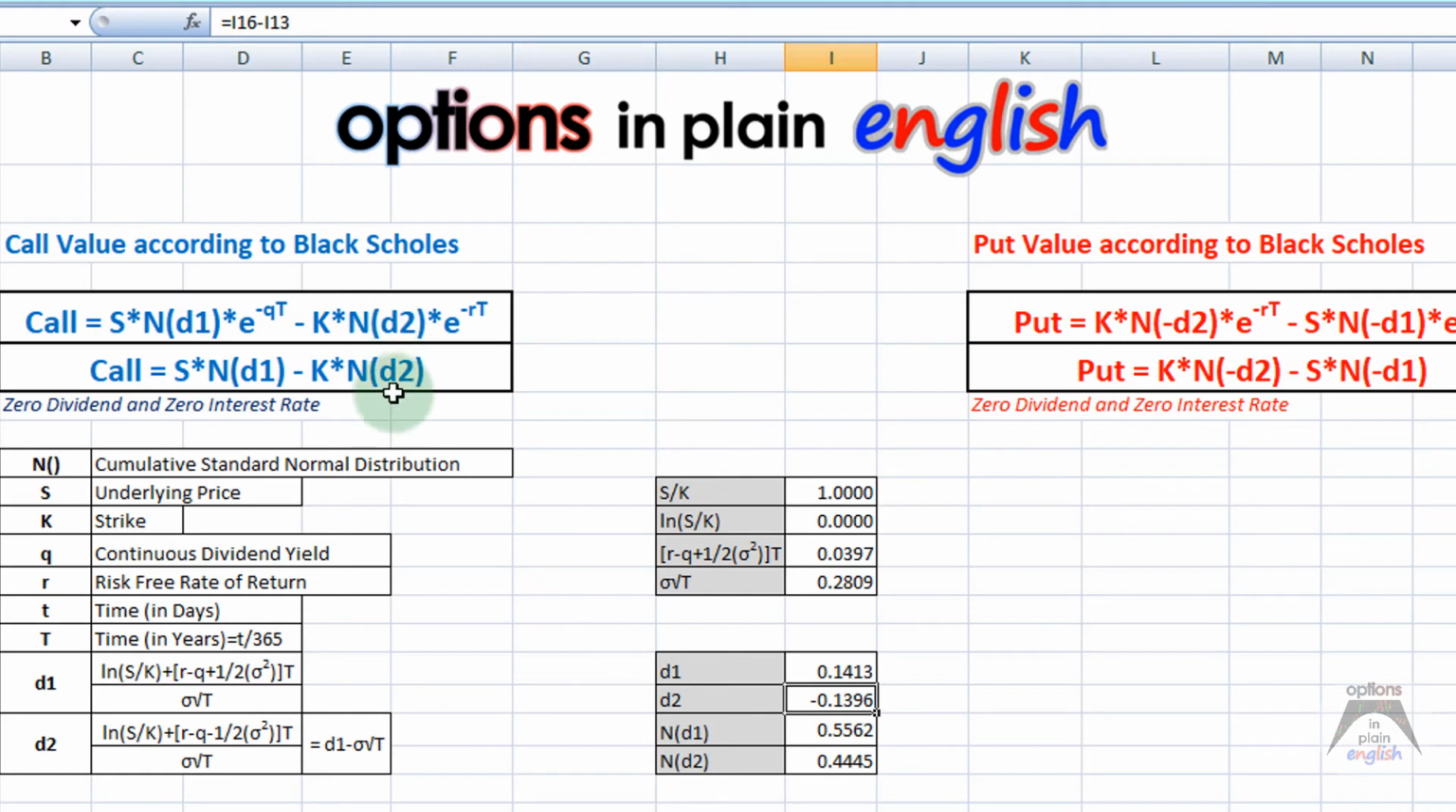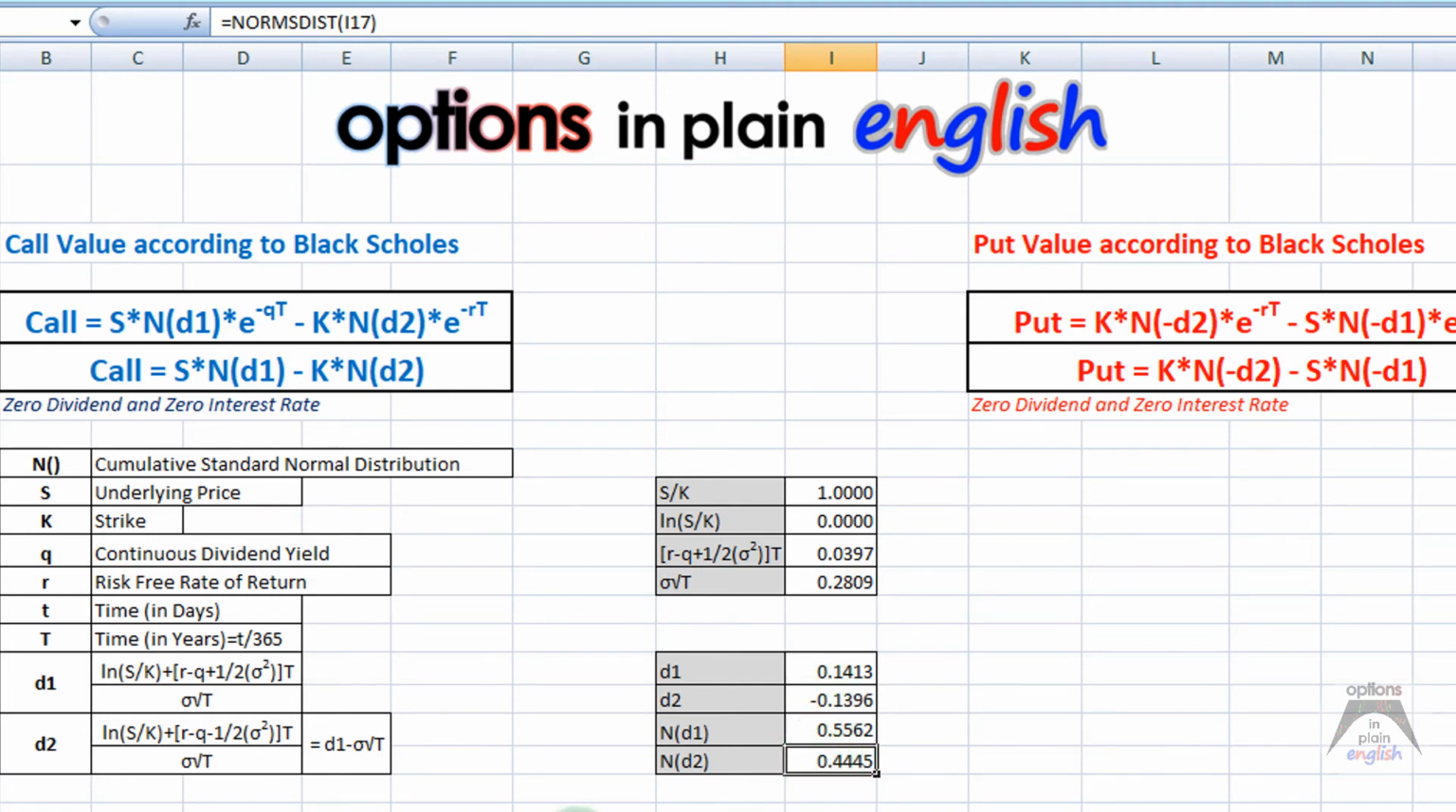For D2, we don't need to do the whole formula because we know it's D1 minus sigma square root of time. So we get the D2 number. Then the cumulative standard normal distribution of D1 is this. This is the Excel function for the cumulative standard normal distribution. Okay. N of D1, N of D2. And then you get the values.